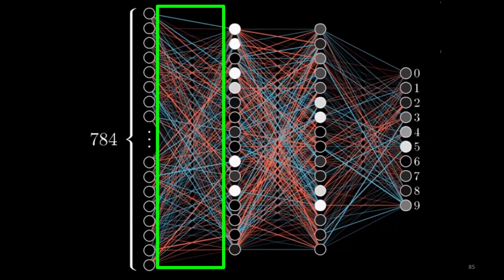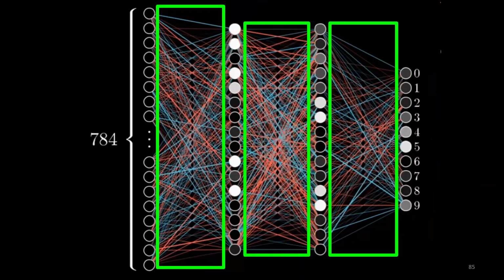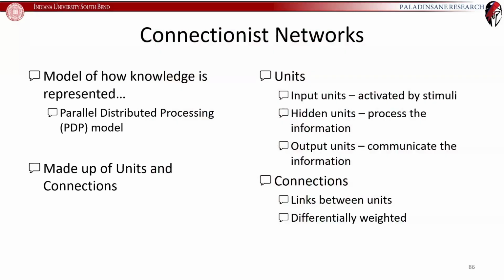So we have all these connections between the input layer and layer 1 of the hidden nodes. We have a bunch of connections between layer 1 and layer 2 of the hidden nodes. And then we have connections between layer 2 of the hidden nodes and your output units. And that is the entire architecture of this particular connectionist network. All right, so that's the architecture of the connectionist network.